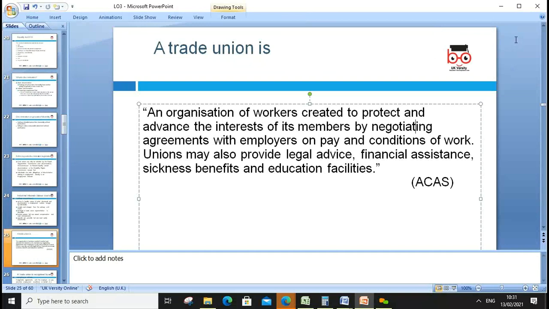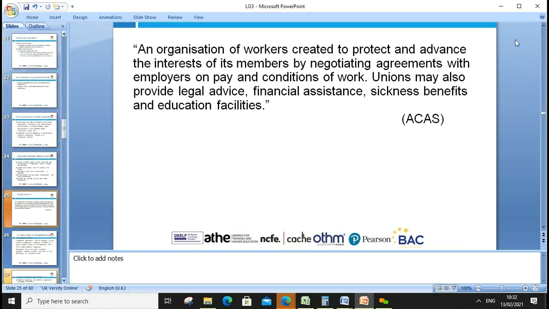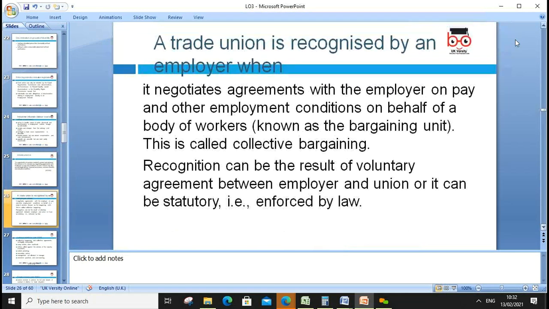Then next we have trade unions. Anybody has a right to join a trade union. As an employer, we can't force them not to join it. A trade union is an organization of workers created to protect and advance their interests, including negotiating agreements. They have a right according to ACAS, the organization which issues the code of conduct. Most of the people are members. Okay, any question? If you have any question, please carry on asking.